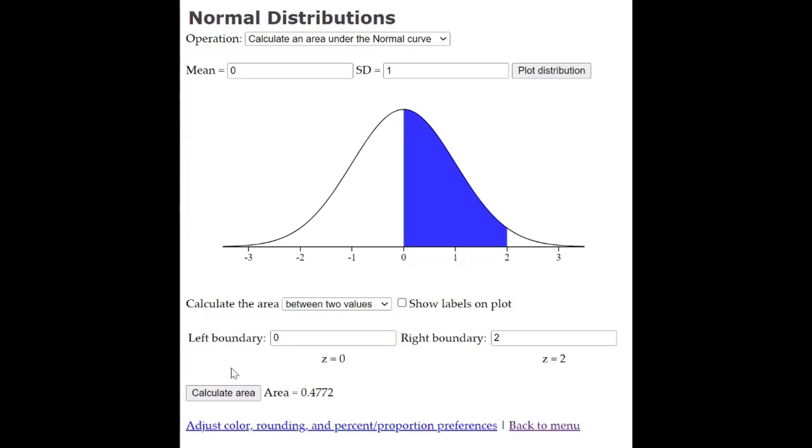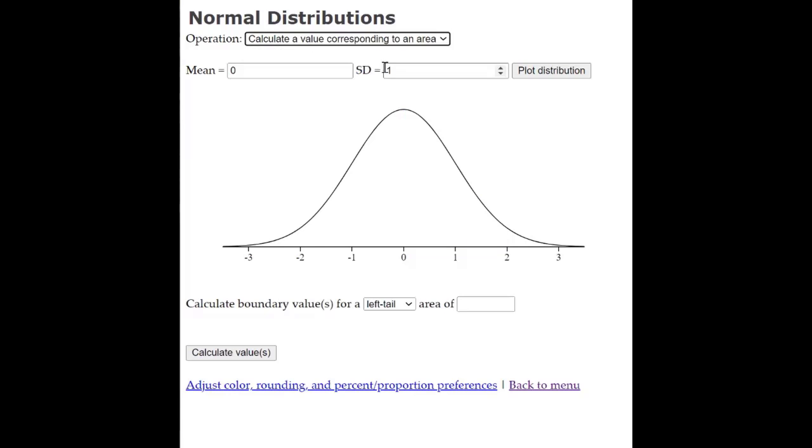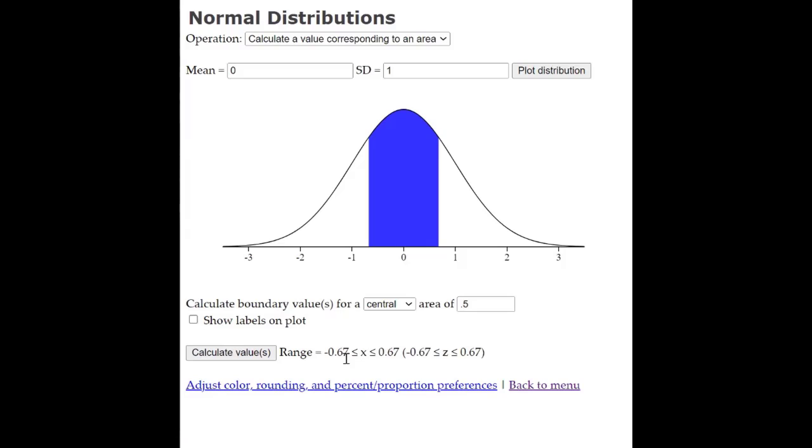For the standard normal curve, the interquartile range is approximately 3. Well, technically, I can find that. This is really kind of jumping into another section. We're going to do central. And remember, the interquartile range is the middle 50% of data. And that goes from negative 0.67 to positive 0.67. That is not 3.